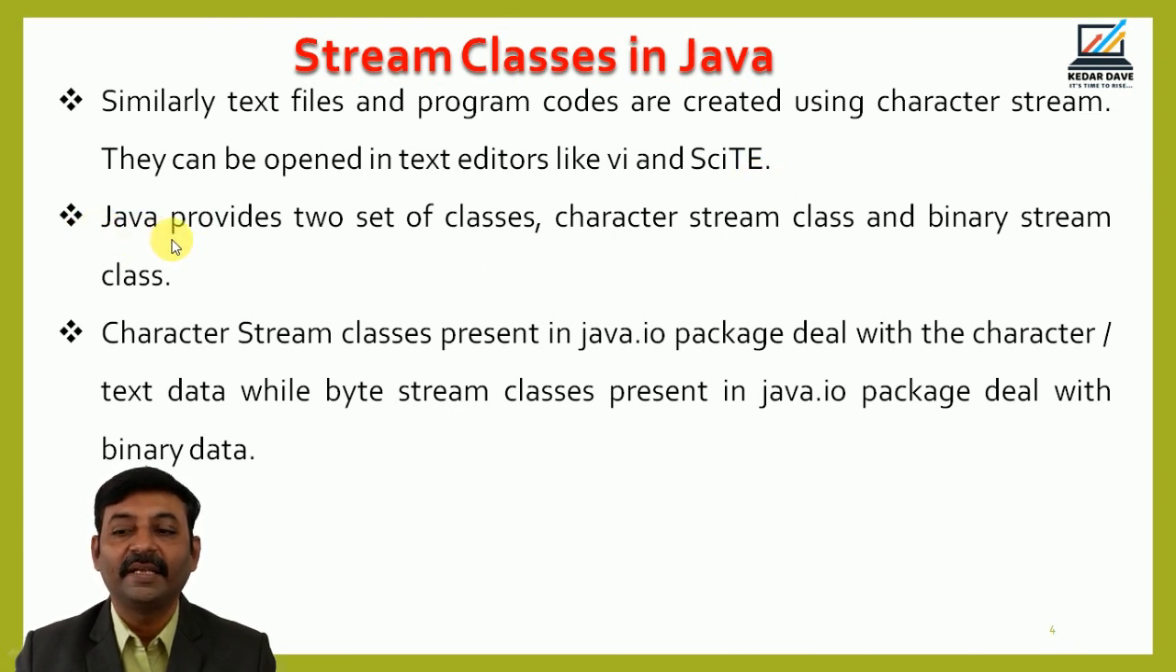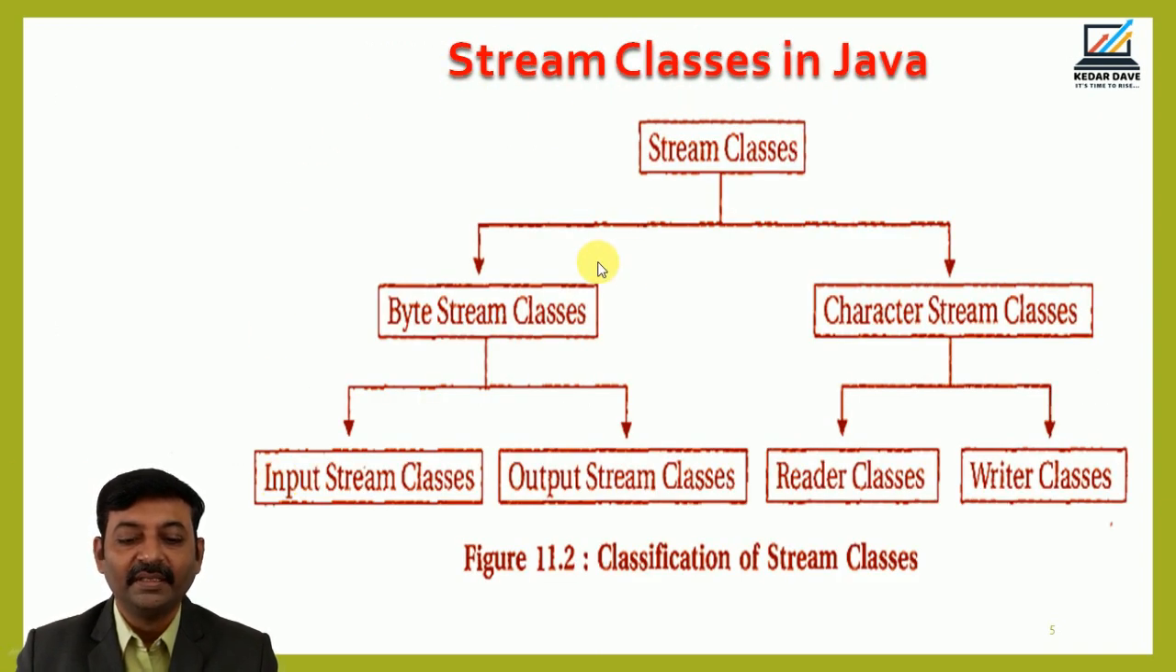In Java there are two sets of classes, the character stream classes and the binary stream classes. The character stream classes are present in the java.io package. They deal with characters and different types of text data, while the byte stream classes are present in the java.io package, and they deal with different binary data. This is the classification of stream classes.